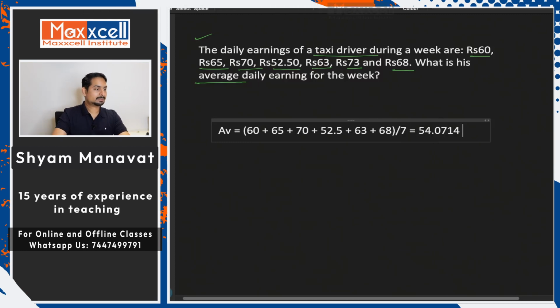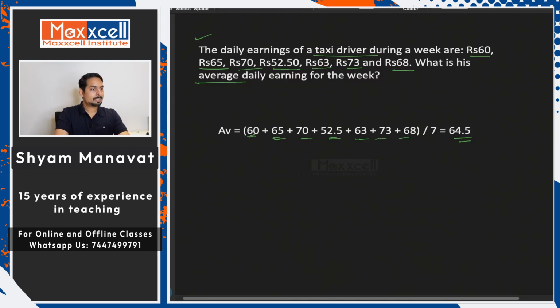So what do you get as the average? Let's see, 1 2 3 4 5 6. Did I skip one number? Yes, I skipped 73. Okay, let's try this again. I skipped this 73 here, the second last number. So what do you get here? 64.5. That is your average. 1 2 3 4 5 6 7.